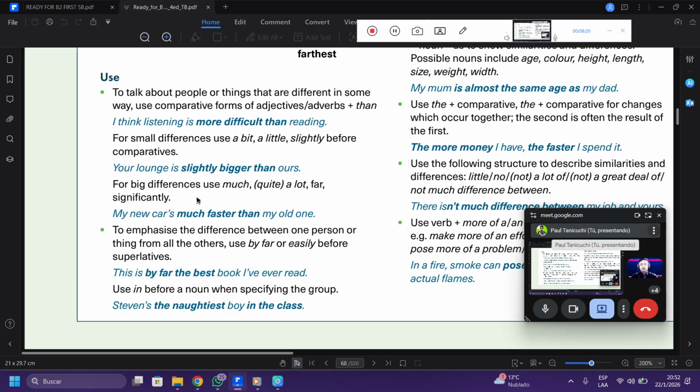For instance, you can say, this book is bigger, slightly bigger than your book. Yes, perfect. I was about to tell you that you can say you are slightly taller than me, for instance.